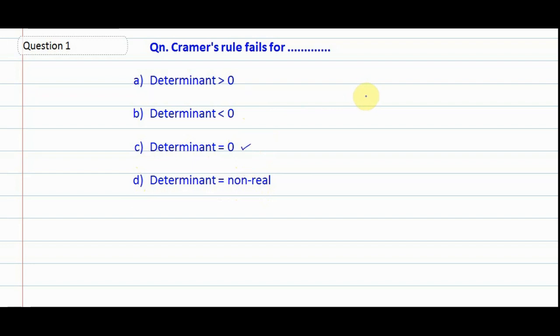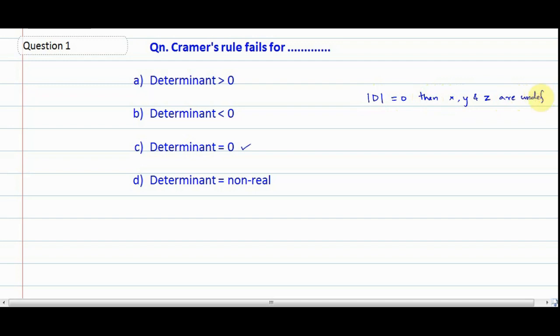So we have seen that if determinant of D is equal to 0, then the values of X, Y and Z cannot be calculated because they are undefined. Determinant of D comes in the denominator. X is equal to determinant of DX by determinant of D. So if determinant of D is 0, then X will be an undefined quantity. Therefore Cramer's rule fails if determinant is equal to 0.